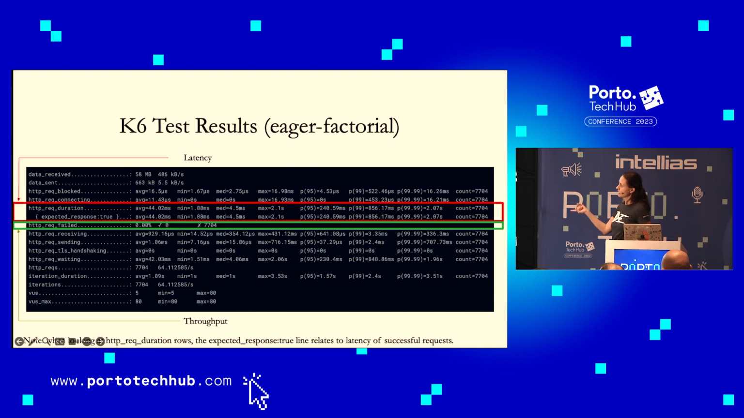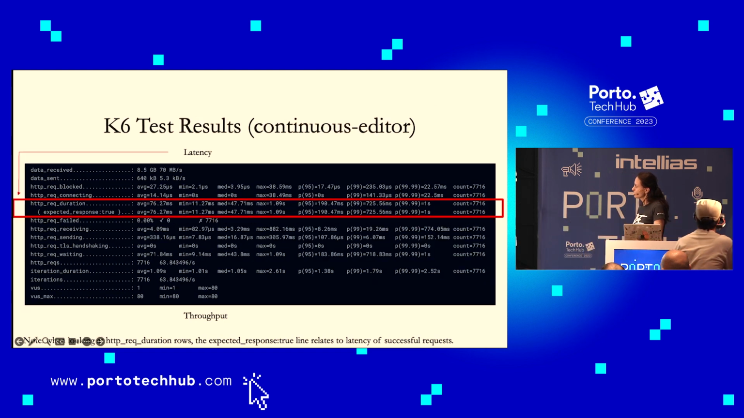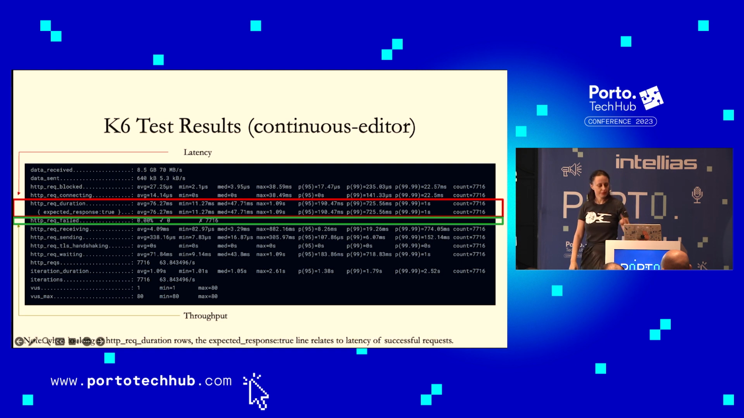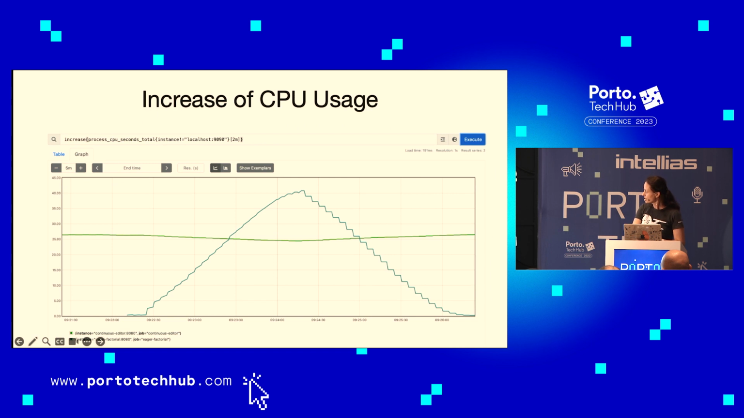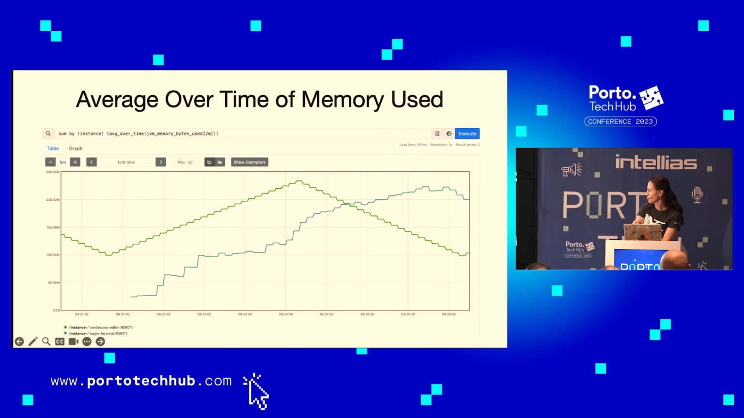Now, this is the result for the eager factorial one, for the CPU intensive one. And these are the results for the one that is IO bound. These are just the first results, so we just need a starting point. The increase of CPU usage, of course, is expected. The one that is using more CPU, you can see that goes like a mountain. It spins up and uses a lot of CPU and then goes down. And of course, the memory is kind of comparable for both over time.